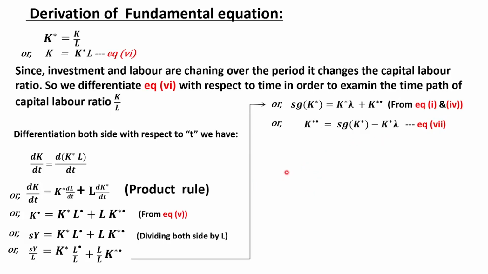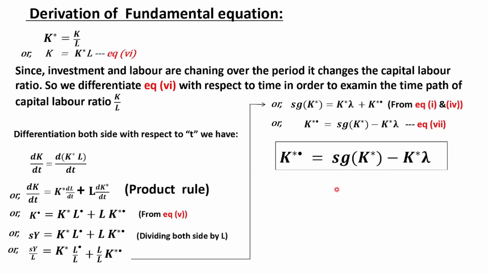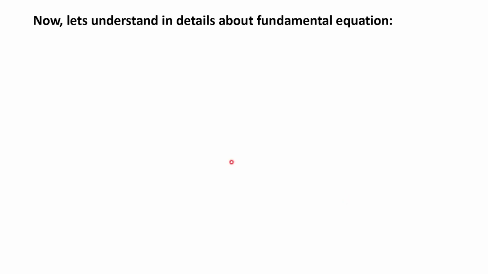In your competitive exam, if you are asked to derive the fundamental equation, then you have to go through all this process. Otherwise, just remember the final equation. Now let's go into the details of the fundamental equation of this Solow-Swan model. The fundamental equation has 3 major components. Let's start from the left-hand side, where k asterisk dot, with k asterisk meaning the capital labor ratio, means the change in the capital labor ratio with respect to time.